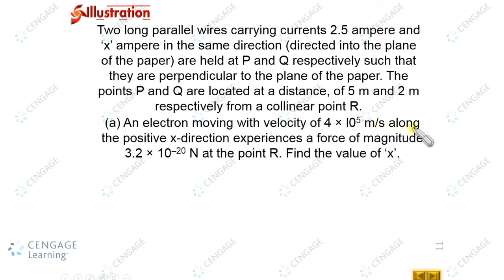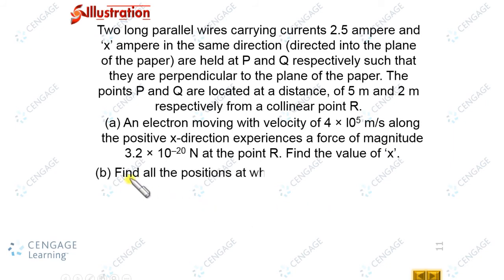The first part of the question: an electron moving with velocity 4 into 10 to the power 5 meter per second along the positive x direction experiences a force of magnitude 3.2 into 10 to the power minus 20 Newton at point R, then find the value of X, that is the unknown current.